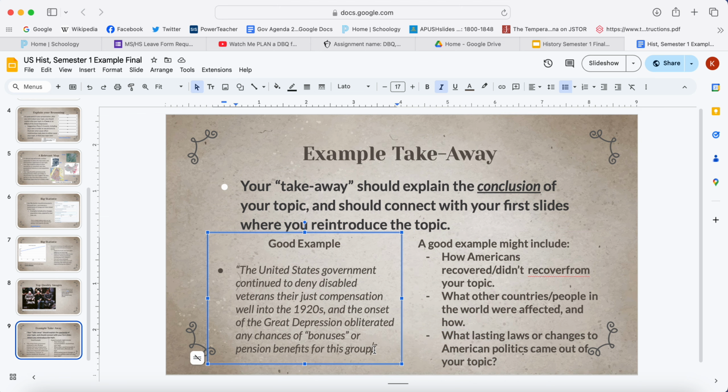I provide an example here that connects with the Bonus Army topic. I know there's somebody covering that in each of the classes, but it's set up just before that the United States government continued to deny disabled veterans their just compensation well into the 1920s. So I'm looking at how Americans recovered, or in this case, didn't recover from my topic, which probably would have been something like World War I veterans. And the onset of the Great Depression obliterated, I'm using some heavy language there, obliterated any chances of bonuses or pension benefits for this group.